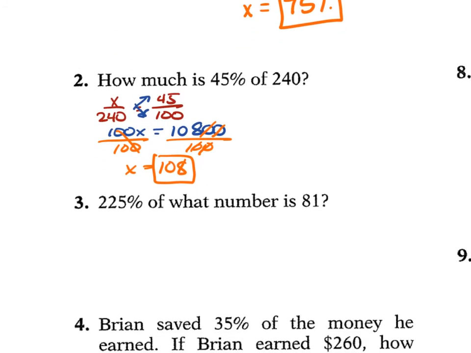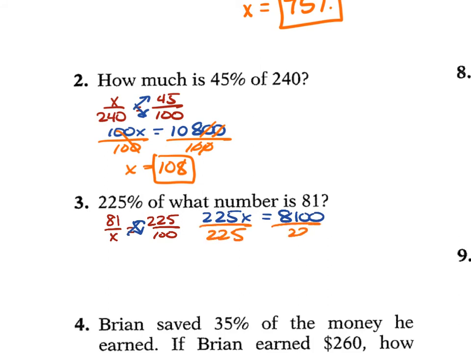3 says 225% of what number is 81? So we have our is over of, which is our x, is equal to 225 over 100. So we cross multiply. So we're going to have 225x is equal to 8100. We divide each side by 225. So we're going to do 8100 divided by 225, which gives us 36.